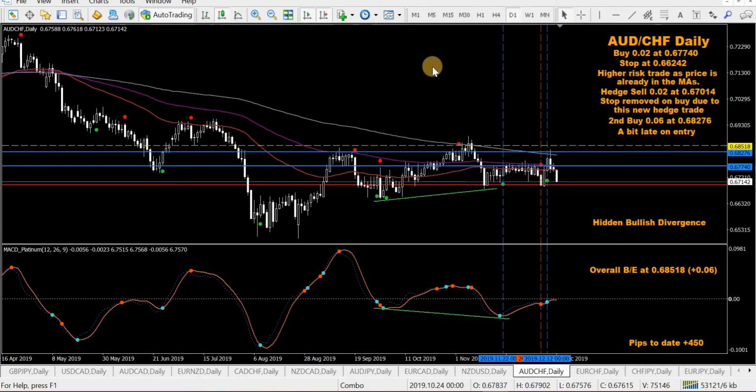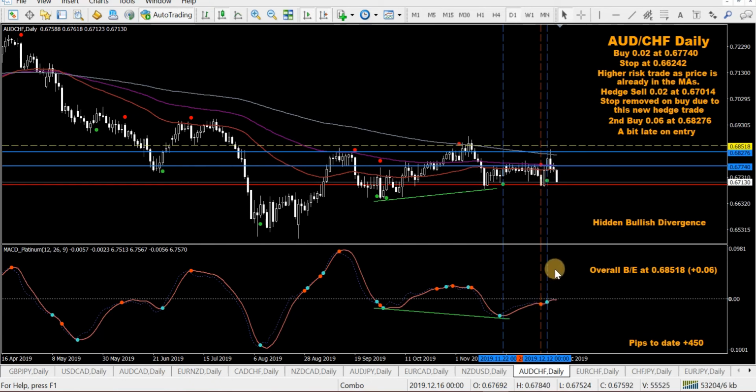Aussie Swiss franc. Another trade that's going against me. Similar to that one, what was it? AUD CAD, I think it was. Had initial trade back here, hidden bullish divergence, high risk traders, price is already in the MAs. Look, that's where I trade in there, already in the MAs. I took the trade, probably shouldn't have, hindsight. Got a hedge sell, took my stop off, and got a third buy, pushed up, there was my overall break even, didn't quite get to it.